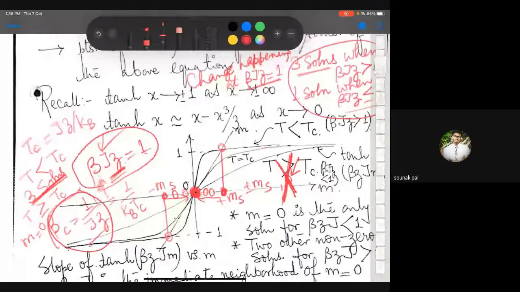We say that the physically acceptable solution has to minimize the free energy. This will not minimize the free energy. Only these will minimize the free energy. Therefore, we have to find the free energy to proceed.